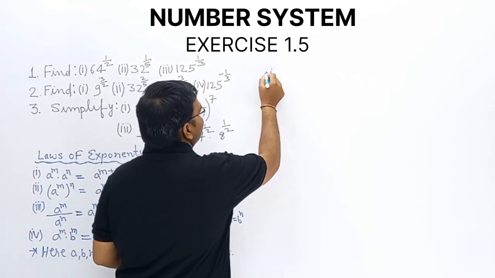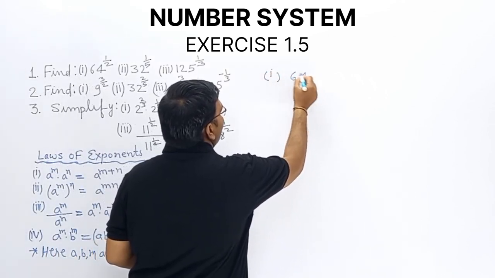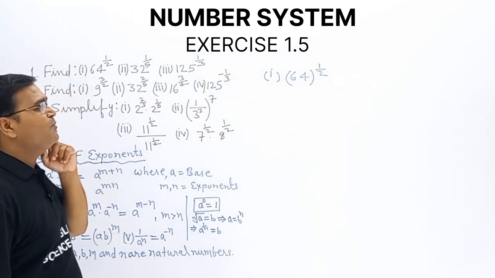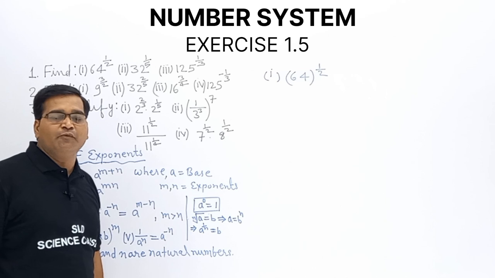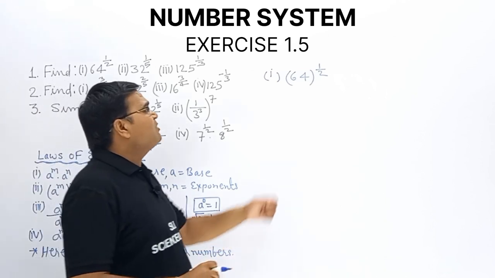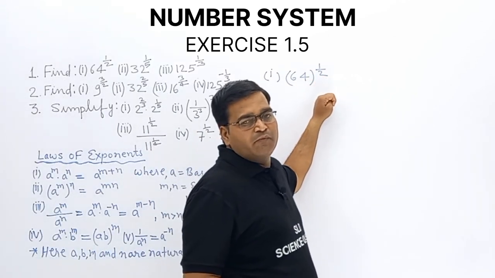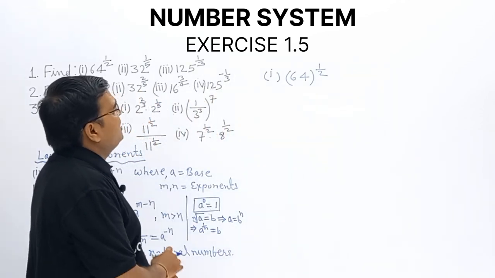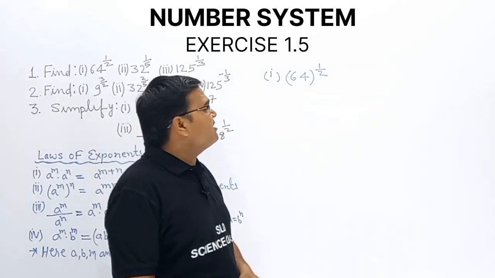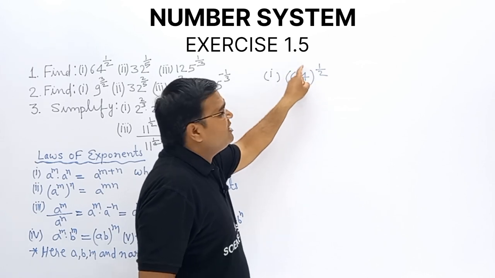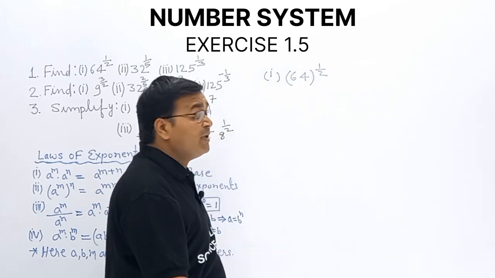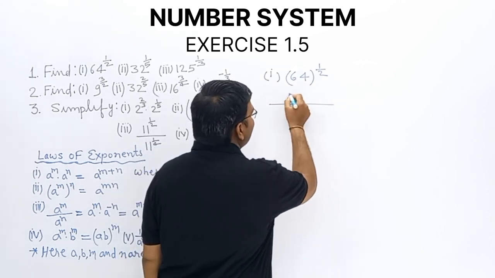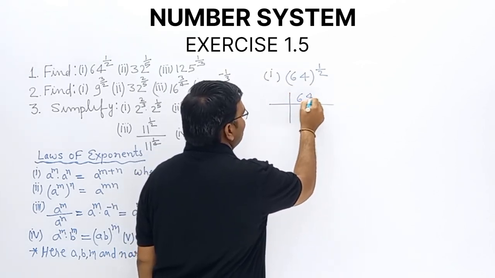Now first question, 64 power 1 by 2. What will be the result after solving? Solve करने के बाद इसका result क्या आएगा, हमें वो चाहिए होता है. तो सबसे पहले 64 जो भी आपको बेस नंबर दिया है उसका प्राइम फैक्टराइजेशन कीजिएगा. So first we will do the prime factorization of the base number 64.